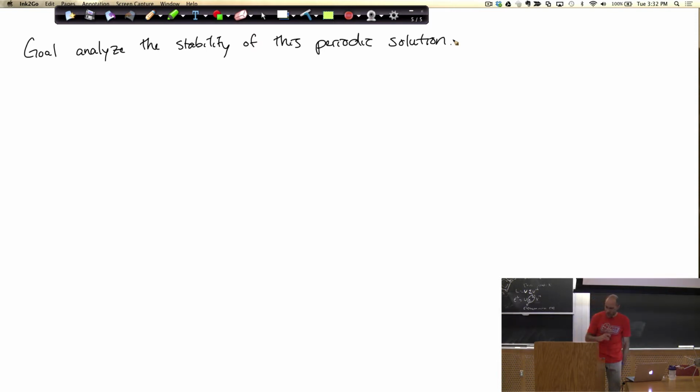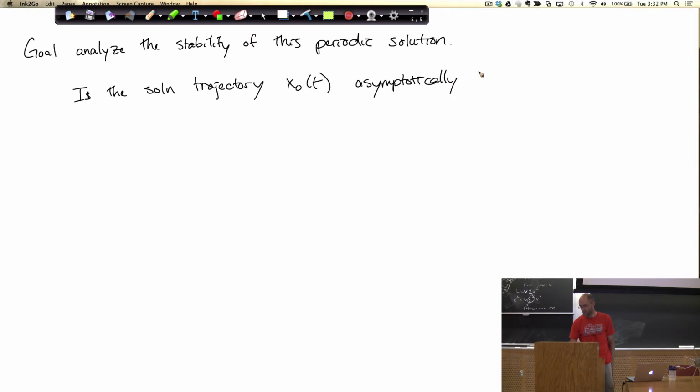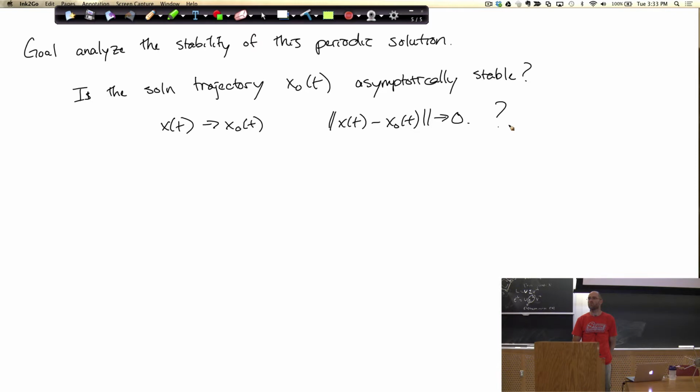All right, so the first question here is, what is our notion of stability going to be? Is this solution trajectory that I'm talking about of the pendulum, where it's rolling forward forever, call it x0 of t, asymptotically stable? For a trajectory, what I would like to have is that x of t goes to x0 of t, or the distance between x of t and x0 of t goes to 0, locally, say. What do you think? Yes or no?